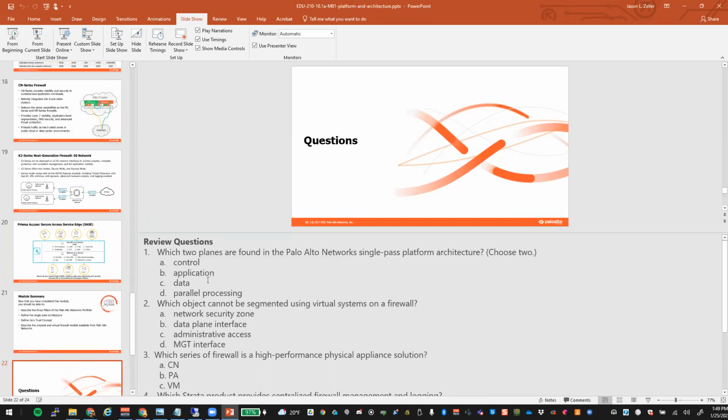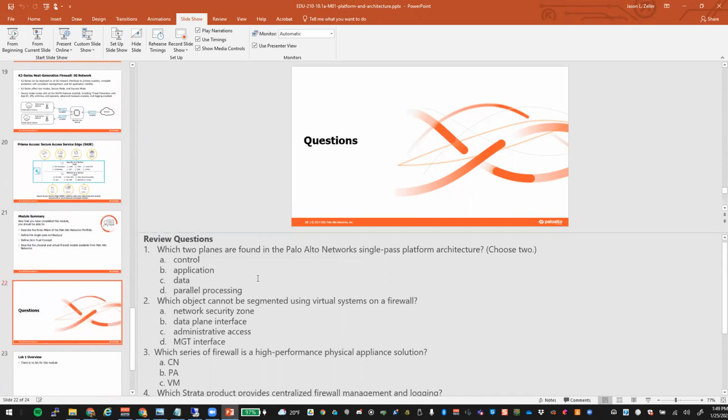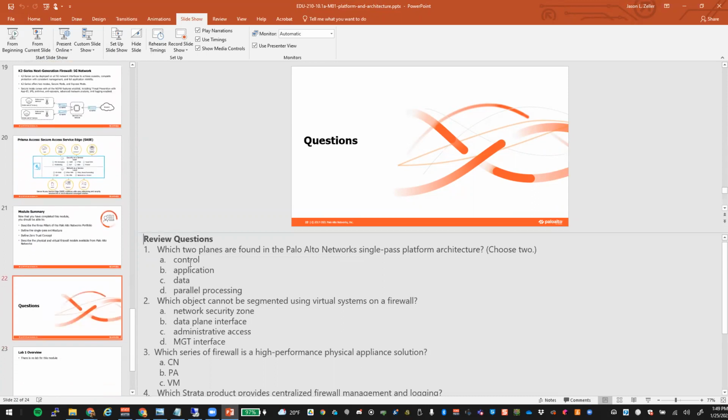So, which two planes are found in the Palo Alto Networks single pass platform architecture? Control, application, data, and parallel processing. Choose two of those.